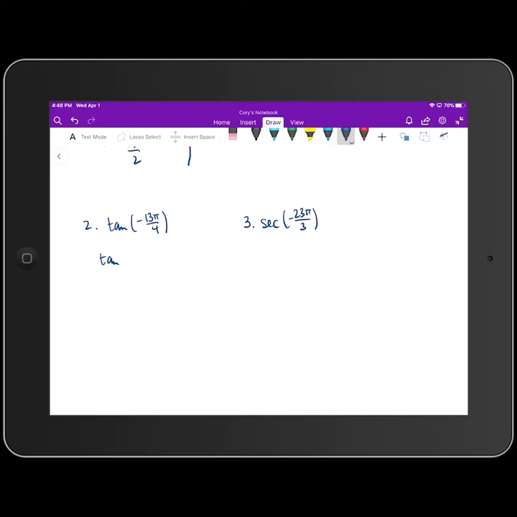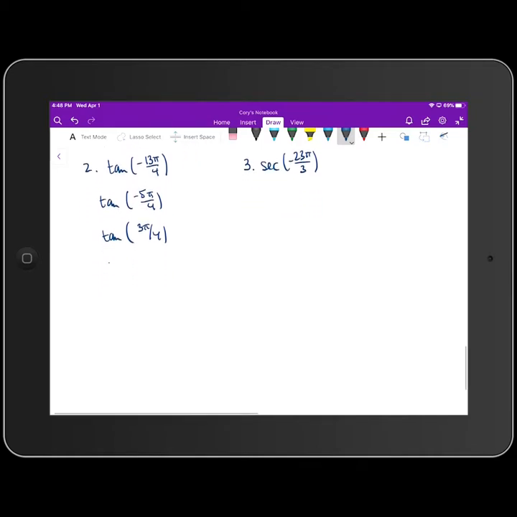So if I take negative 13 pi over 4 and add 2 pi, that is adding 8 pi over 4. This becomes the tangent of negative 5 pi over 4, which is still not between 0 and positive 2 pi. So I have to add 2 pi again to find an angle that is coterminal that is. So when I take negative 5 pi over 4 and add 2 pi to it, that's like adding 8 pi over 4. This becomes the tangent of 3 pi over 4. And the tangent of 3 pi over 4 is going to wind up being negative 1. You guys can work through that on your own.